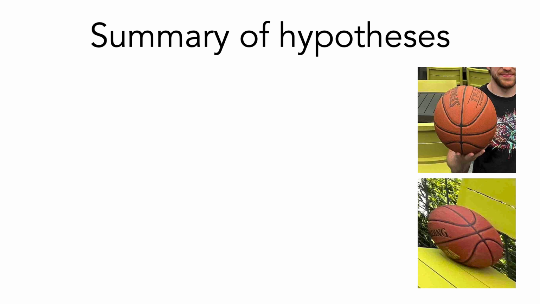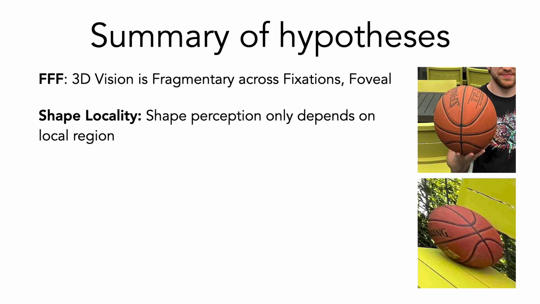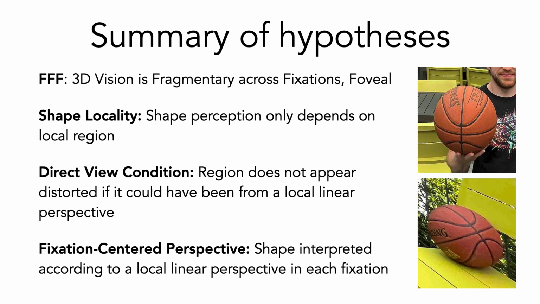So to summarize the hypotheses, I've described a series of hypotheses that all fit together. Our 3D vision in the real world is fragmentary across fixations and foveal. Shape locality says that our shape perception only depends on the local picture region once we recognize objects. The direct view condition says that regions of pictures do not look distorted if they look like they could have come from a local linear perspective. And this is because of fixation-centered perspective. We interpret shape according to a local linear perspective in each region.